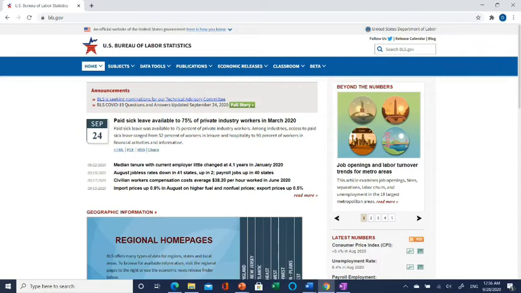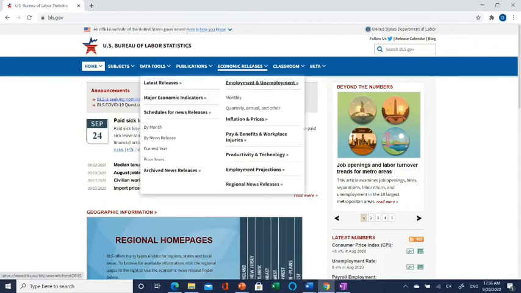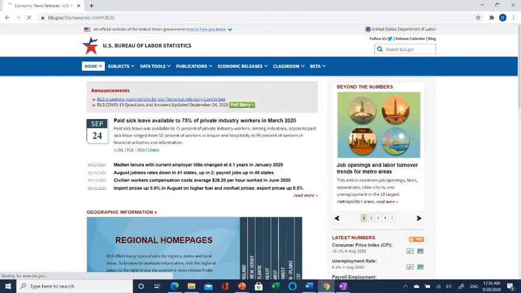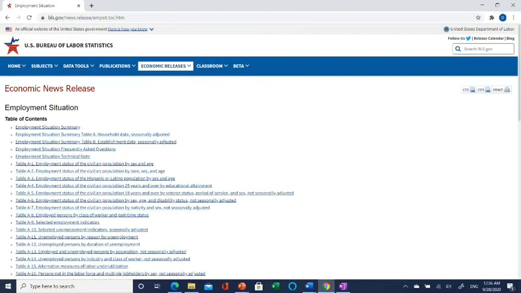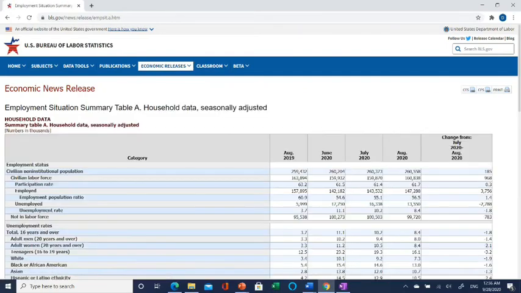Okay, we're on the BLS website. Where do we get the unemployment data and employment data? We go to economic releases and then go to employment, unemployment monthly data and click on employment situation, summary table A. That will take us to the summary information about all the economic situation for the month. And we also see the comparison for the most recent months.